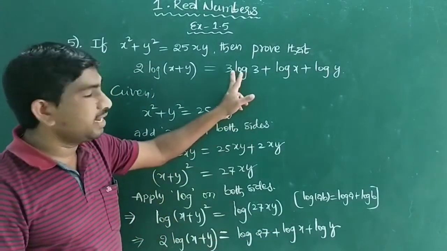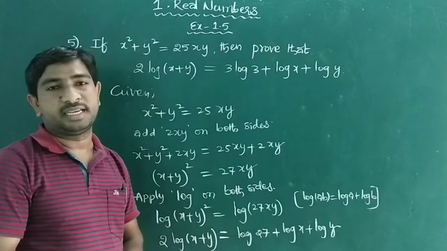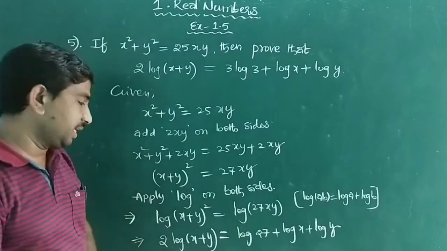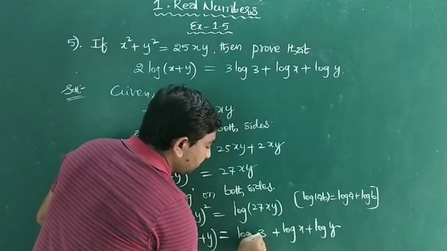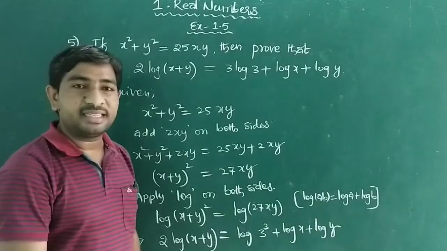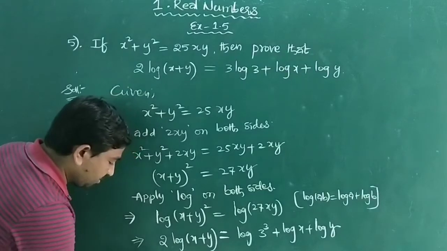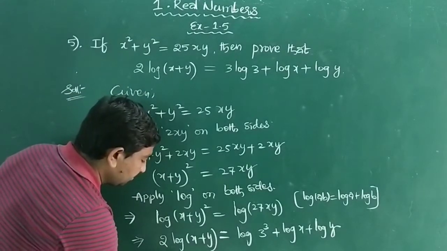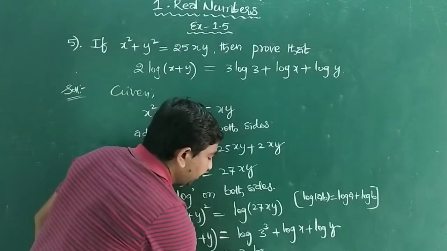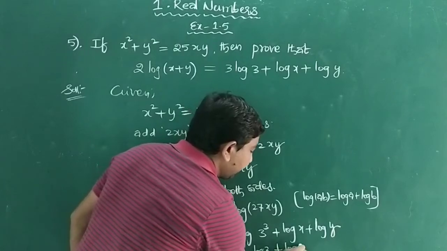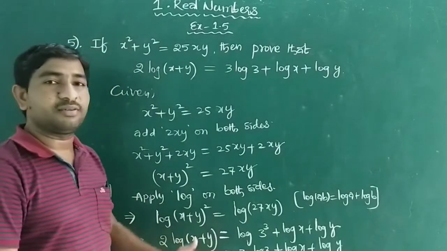So finally, the last step is 3 log 3 that we want to get. Here log 27 is there. This 27 can be written as 3 power 3. And as I said, in logarithms the power comes to the front. Therefore 2 log of (x plus y) is equal to 3 log 3 plus log x plus log y. Hence the proof. So this is our required proof.